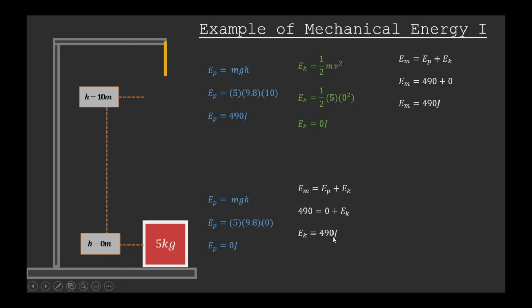So let's find out how quickly it was moving at the bottom. We can use our kinetic energy equation. We substitute in what we have. We have 490 joules of kinetic energy available to it. We still have 5 kilograms and we don't have a velocity. And so then we can do the equation and we'll find out that we have 14 meters per second velocity at the end.